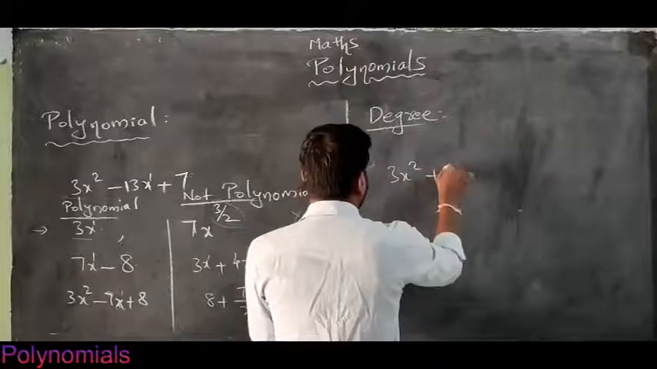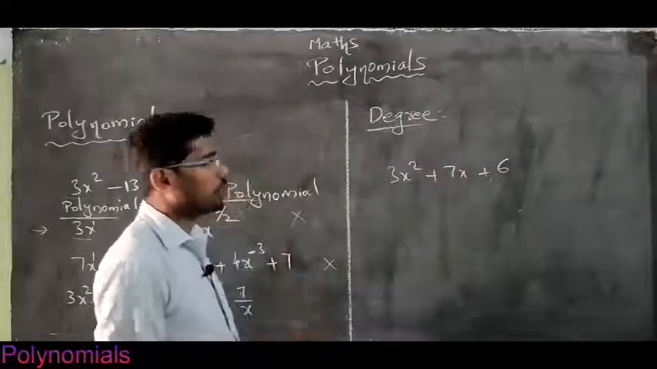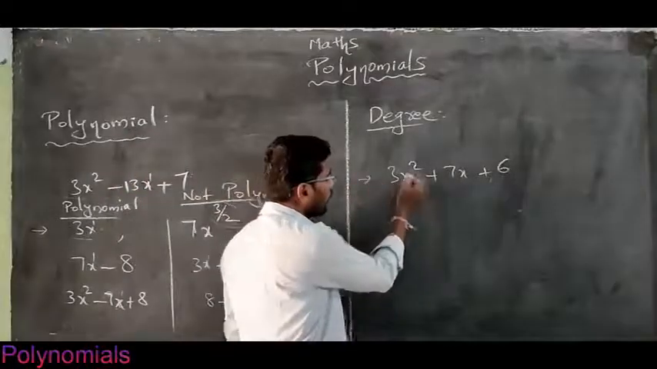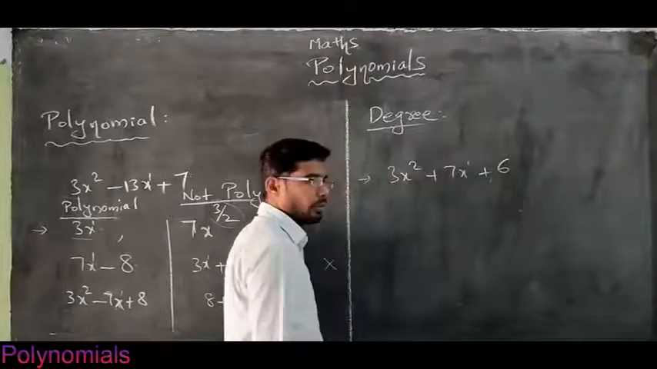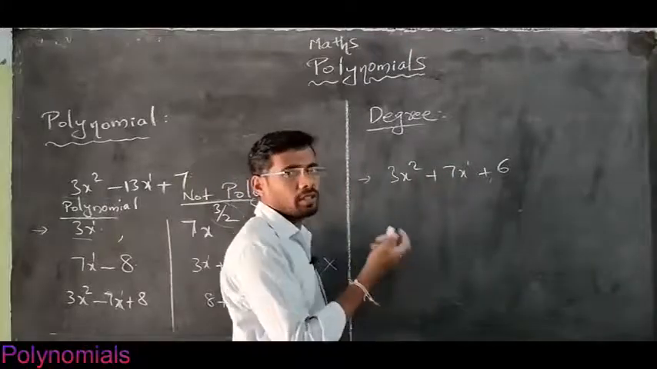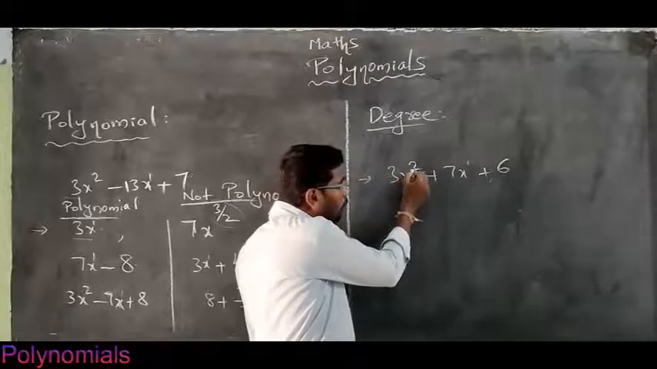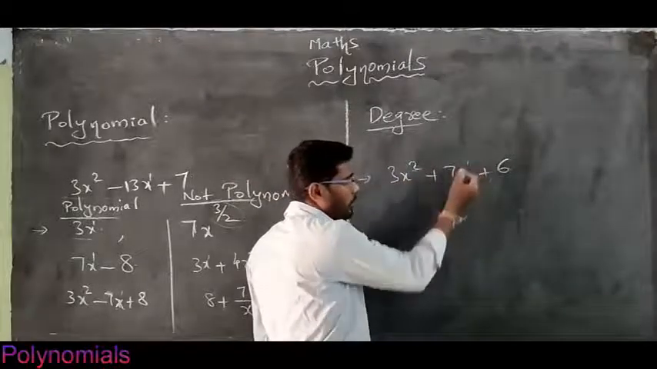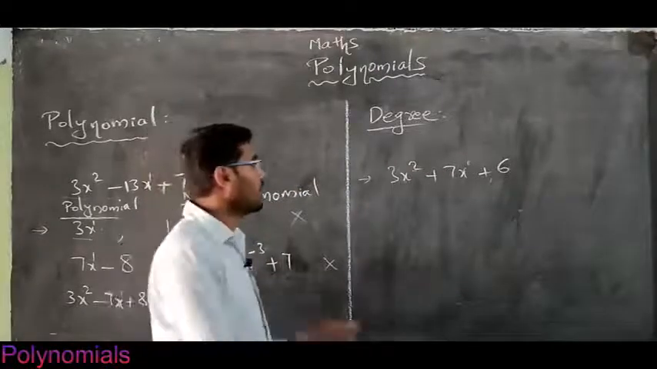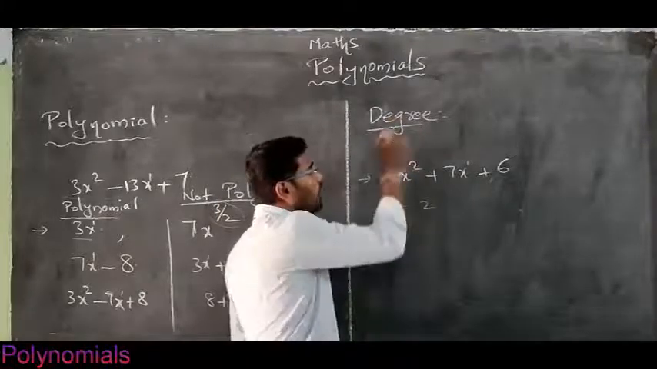3x square plus 7x plus 6. Now whenever you are going to find the degree, first of all you have to check whether it is a polynomial or not. Here x power is positive and again 7x to the power of 1, x power is also 1, positive only. Whenever the x powers are positive, this is a polynomial. In this, 3x to the power of 2, so x power is 2 and here x power is 1. The variable's highest power only we call the degree. Here the variable is x, the highest power is 2, so the degree of this algebraic expression is 2.